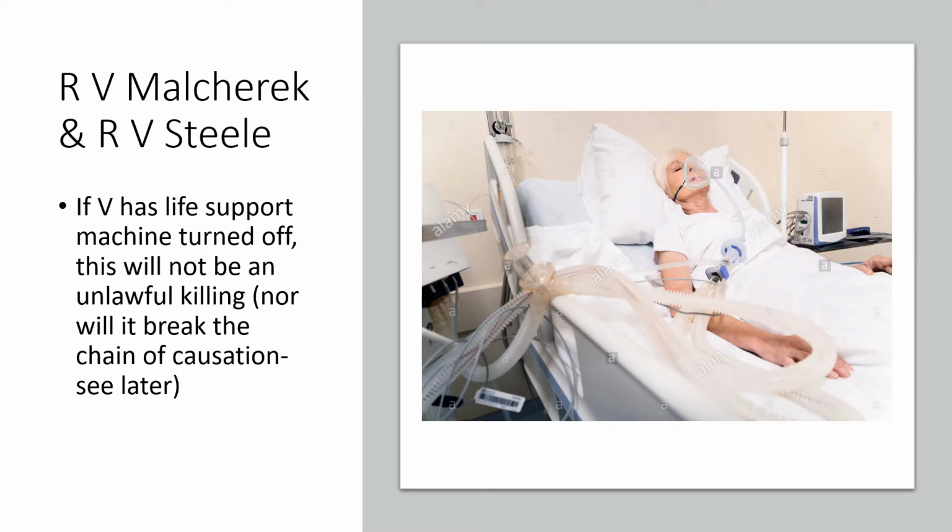So we're going to look at some key cases first. We're going to look at Malcherek and Steel. Here it was decided that if the victim has the life support machine turned off, then it's not going to be an unlawful killing. We'll also look later at the idea that this doesn't break the chain of causation. In Malcherek, when the defendant stabbed his wife, he was responsible for the death when the life support machine was turned off. It also discusses the idea of a person being legally brain dead or in a persistent vegetative state, and therefore makes the distinction that little bit clearer.